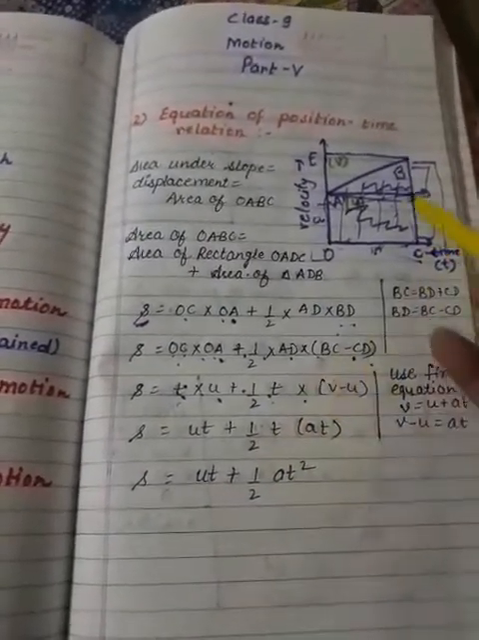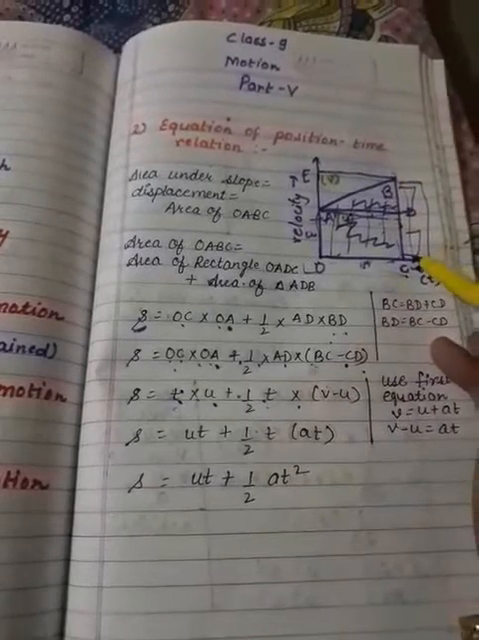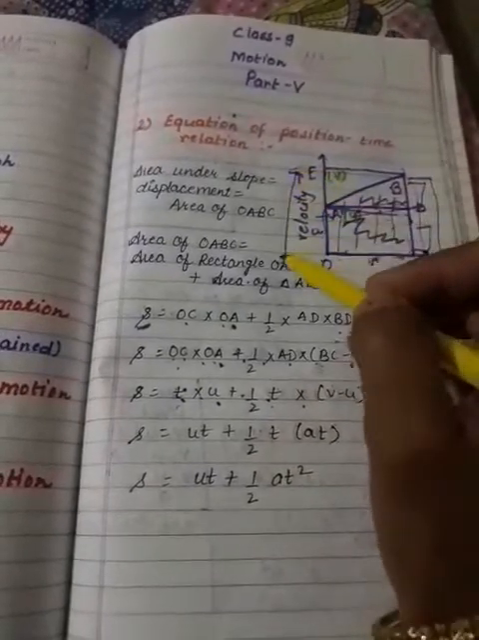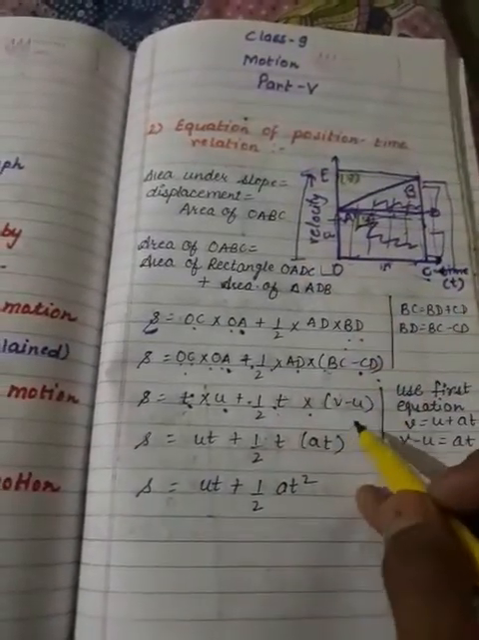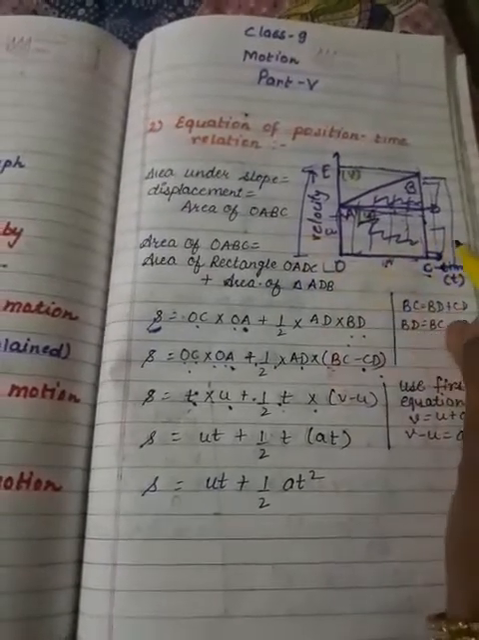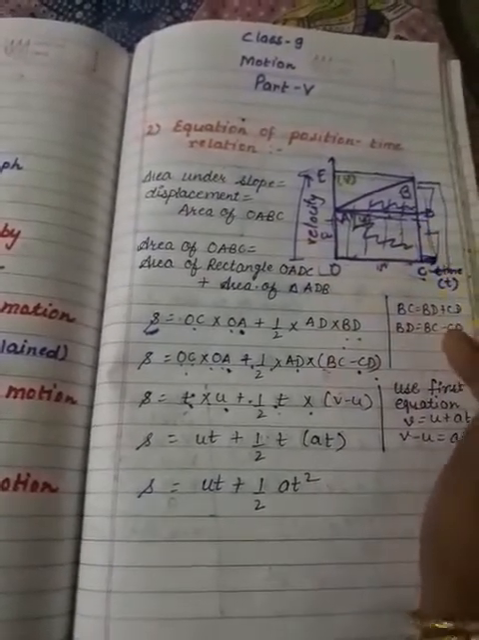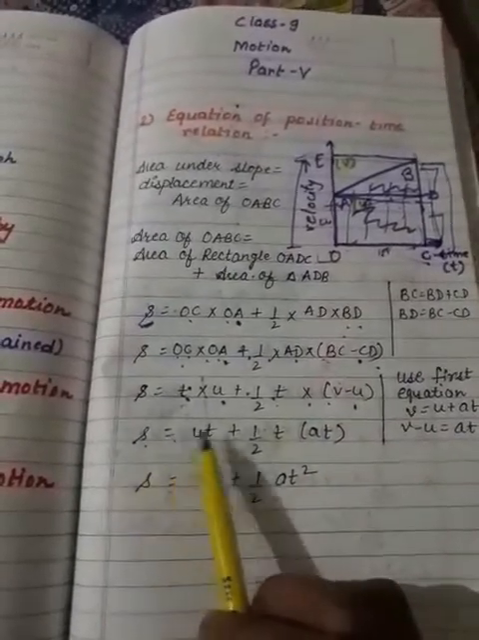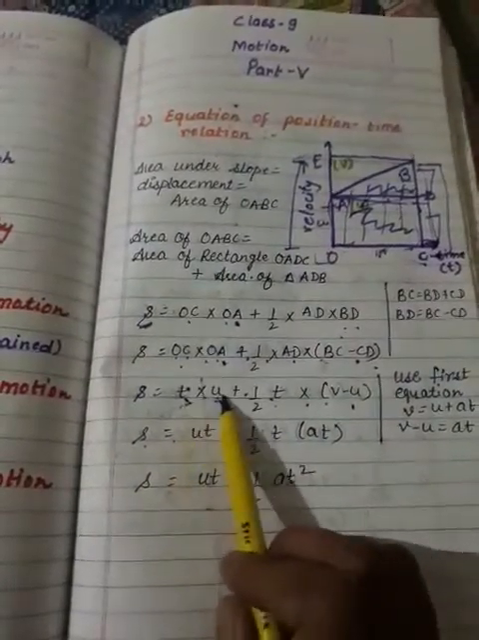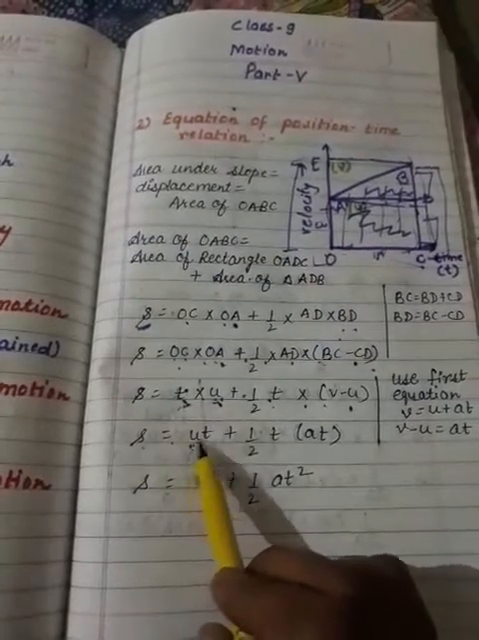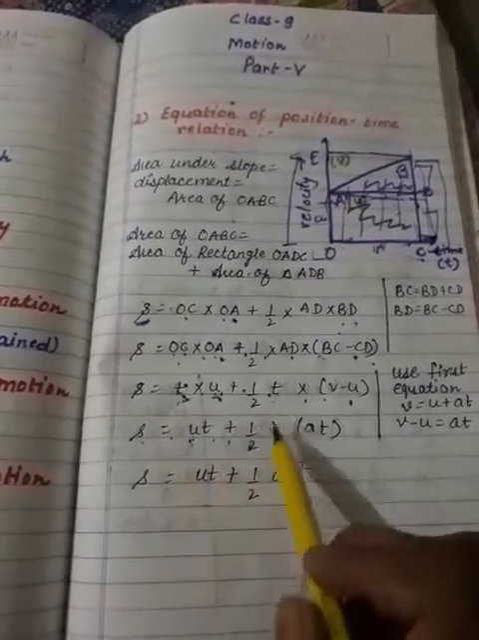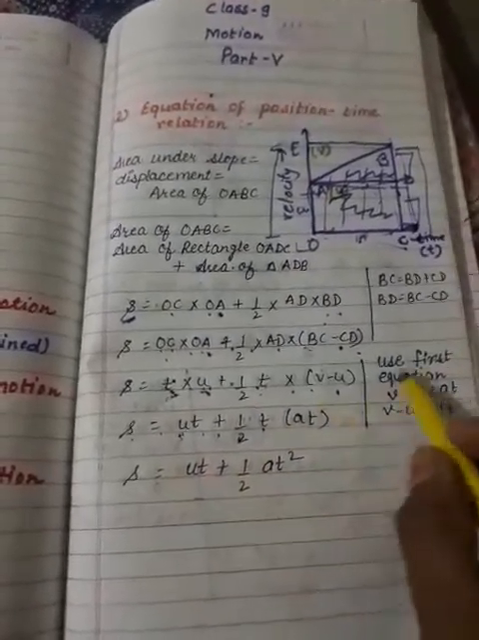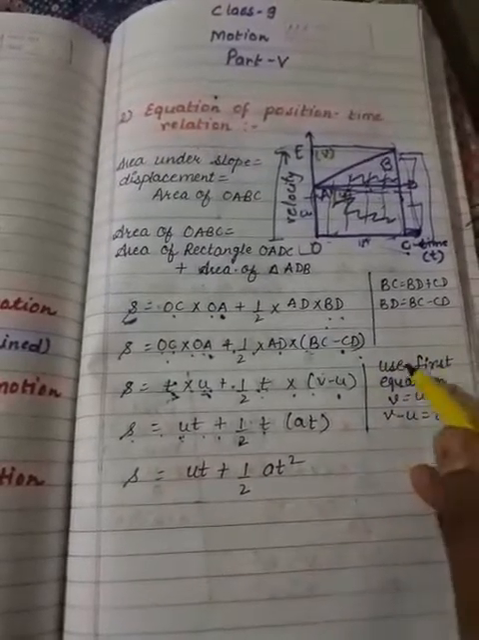So what is BC here? v, the final velocity. And then CD is our initial velocity. So v minus u. So s is equal to, when we multiply these, we get ut plus half t.